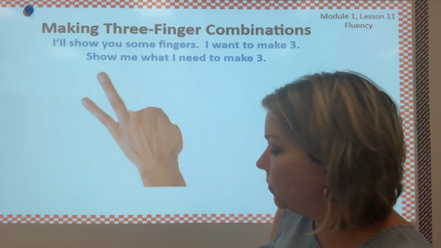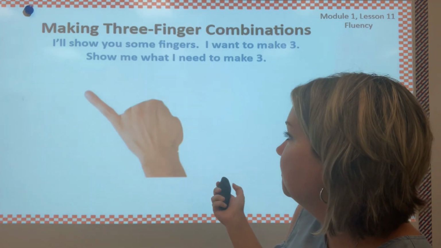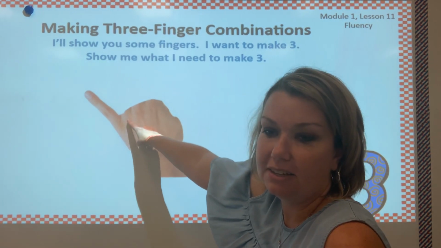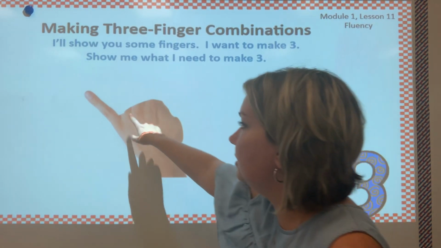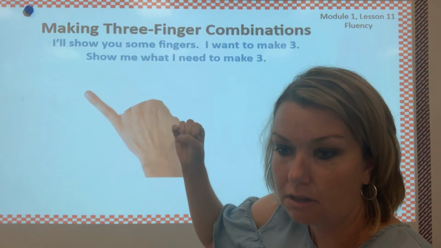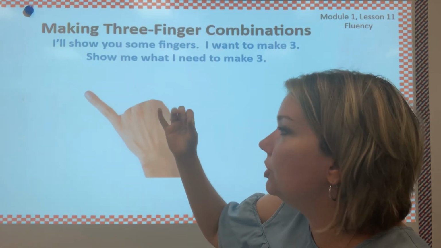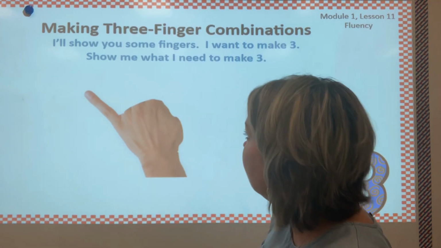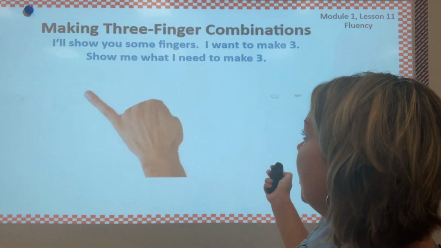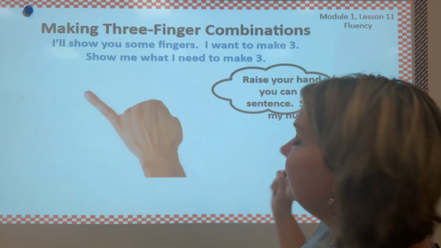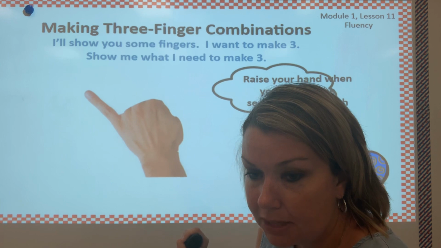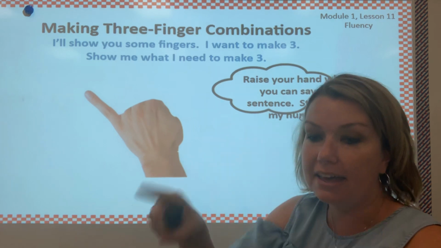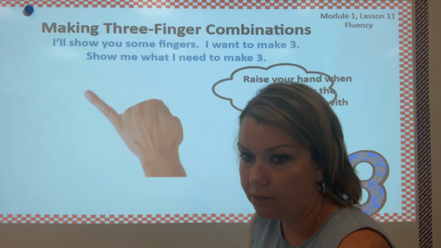All right, here's the next one. How many fingers do you see? 1. How many more do I need to make 3? I've got 1 finger. 2. So show me the 2 fingers that I need to make 3. All right. Now, can you say a number sentence with me? Say it with me. 1 and 2 make 3. Echo. 1 and 2 make 3.